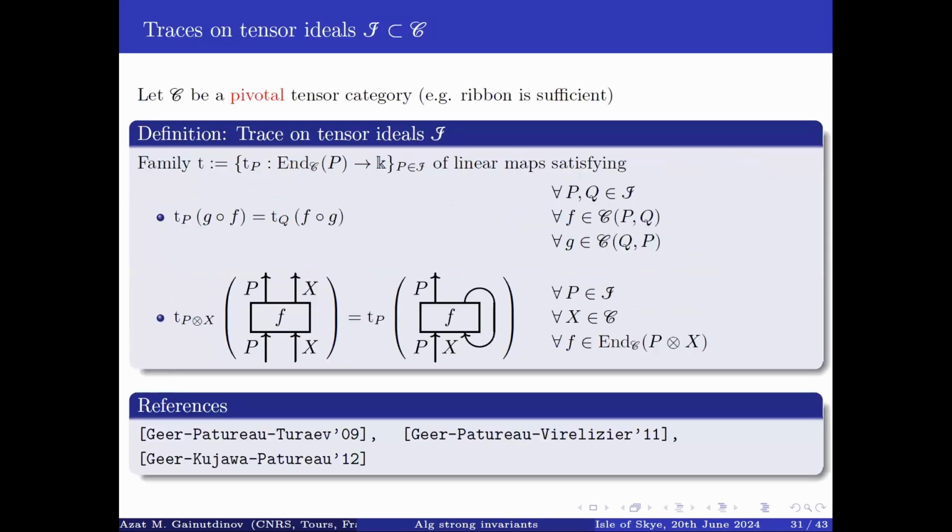Now I need to talk about traces, because we need traces. The idea is that we are going to label our graphs or links in 3-manifolds by objects in the ideals. But to calculate an invariant, we need a trace. And as you know, the categorical trace will not do the job, because the categorical trace is 0 in the endomorphisms of any object of any tensor ideal.